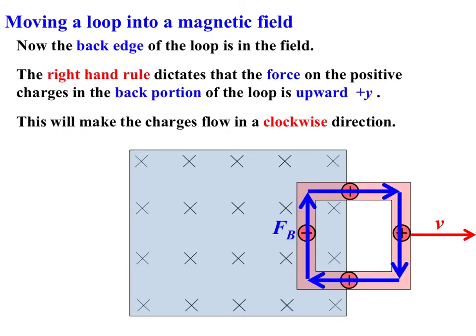But when our loop of wire moves out of the magnetic field, then you have, again, using your right-hand rule, see that the charges start to move again. And we now have a current, but now it's in the clockwise direction. Again, make sure that you practice the right-hand rule in these examples.